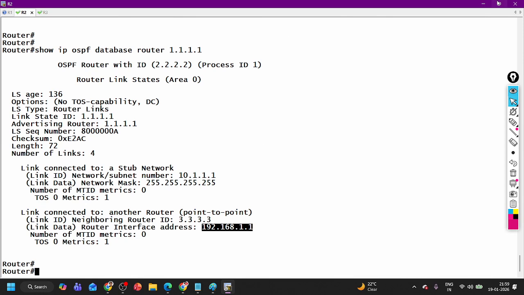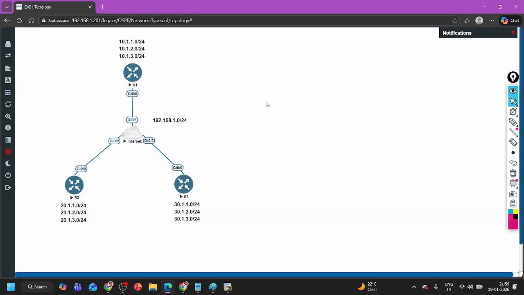Here, if you want a static neighborship, you can configure point to multipoint non-broadcast. That will also work fine, or point to multipoint for dynamic neighborship. That will also work fine. And if I remove the switchport protected command here, then I will have a full mesh topology. And in full mesh topology, you can try to configure what? Network type point to multipoint. Again, you will see the issue.